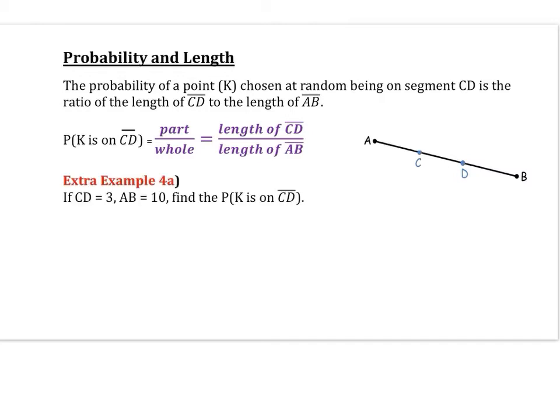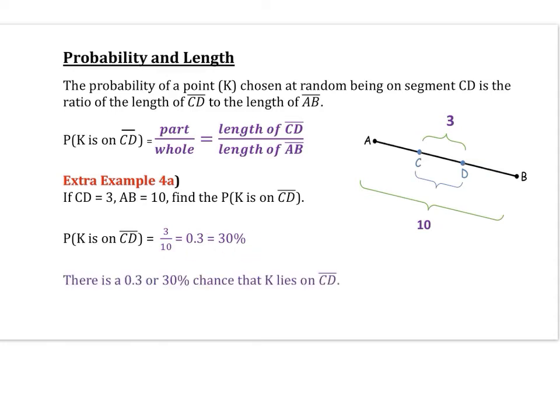So if CD is equal to 3 and AB is equal to 10, what's the probability of the event that point K is on CD? If we label our diagram and set up the probability of the event occurring, it would be a 3 out of 10 chance, or the decimal 0.3, or 30% chance. So there's a 0.3 or 30% chance that point K lies on segment CD.